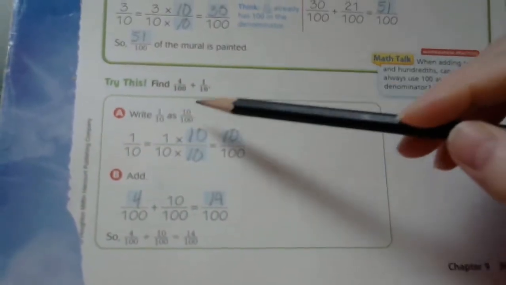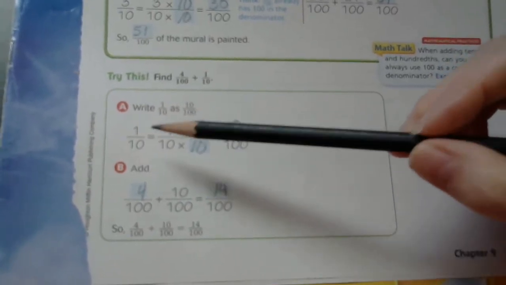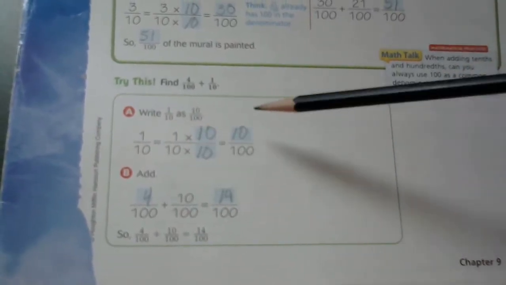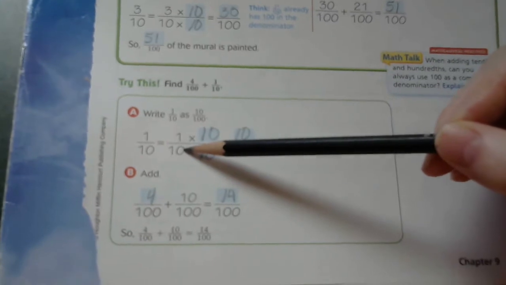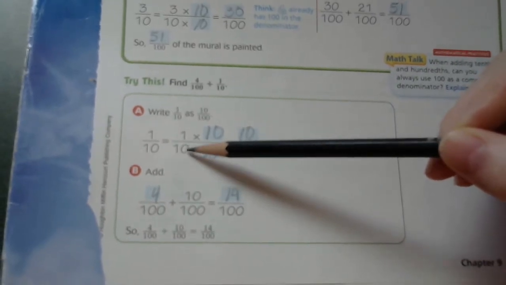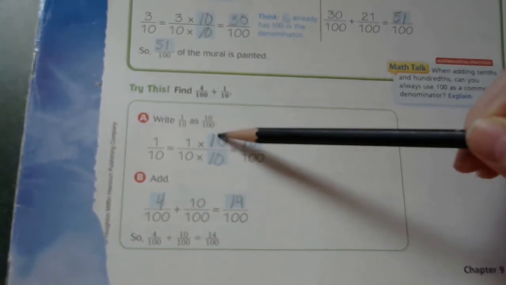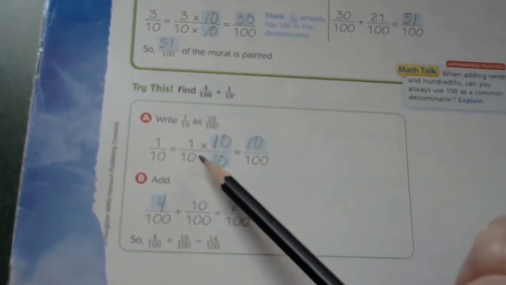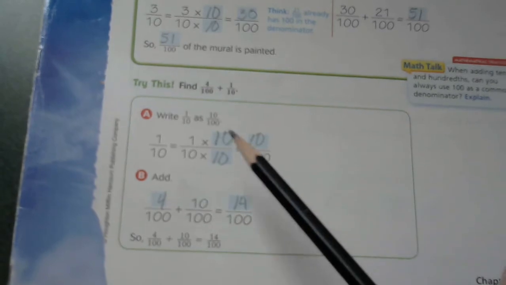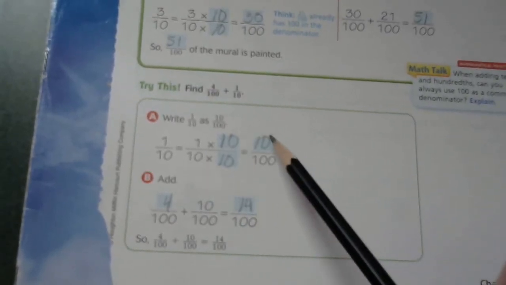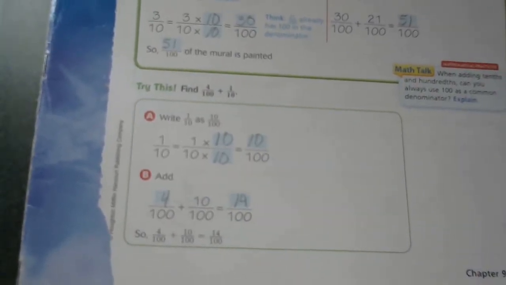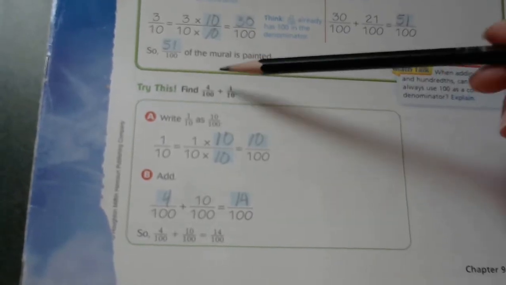Let's try this one. Write 1/10 as 10/100ths. Well, to make 1/10 as 10/100ths, we have to make our tenths hundredths. So whatever we times by the bottom, we have to times by the top. We times 10 on the bottom by 10 to get 100, and we times the 1 on the top, and we get 10/100ths.